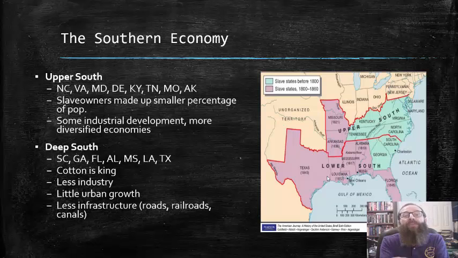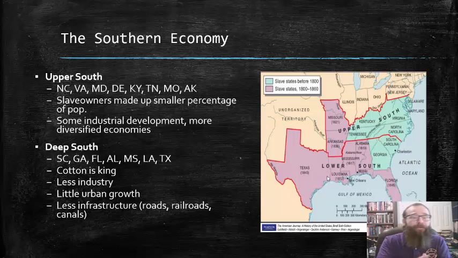Slave owners made up a smaller percentage of the population in those areas. There was some industrial development and more diversified economies in those regions. The Upper South really can be seen as sort of a middle ground between the plantation-focused culture, society, and economies of the Deep South and the more commercial and industrialized societies of the North.